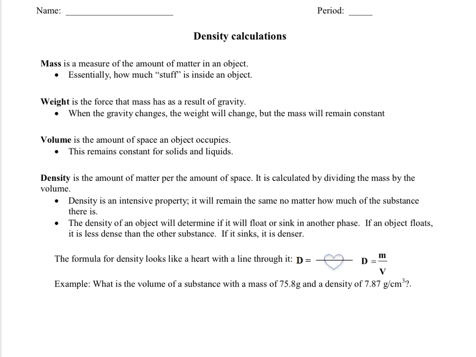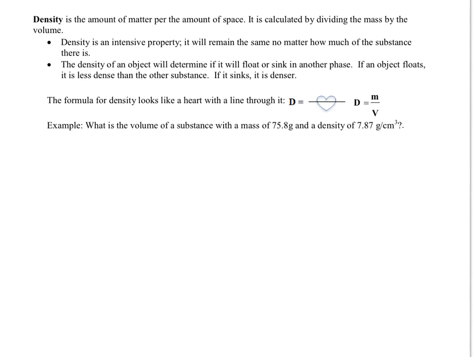To help you remember that density is mass over volume, you can think of density as a heart with a line through it. So there's the M and then there's the V, if that helps. So let's try a problem. It says, what is the volume of a substance with a mass of 75.8 grams and a density of 7.87 grams per centimeter cubed? So I'm going to write my density equation. Density is equal to mass over volume.